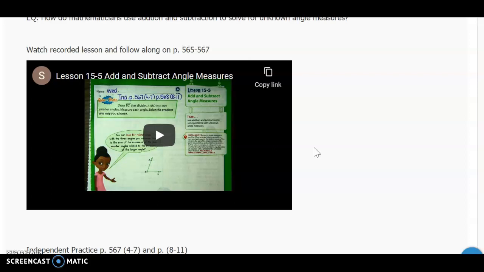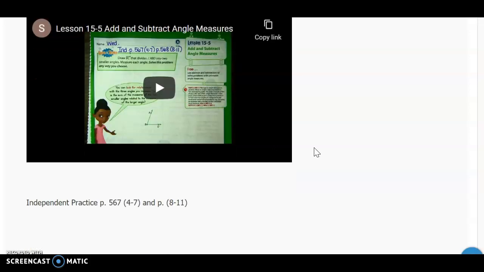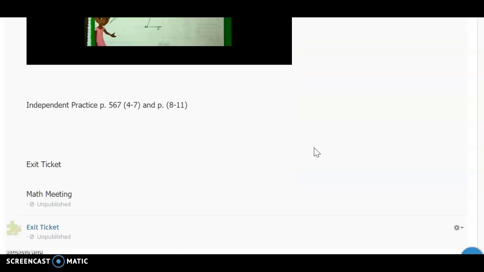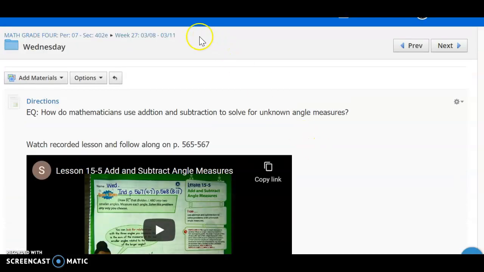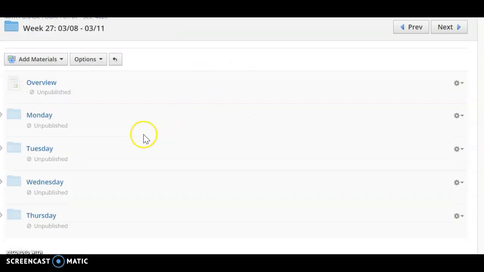We are going to look at a protractor and practice measuring angles on a protractor when we get back from spring break. You do have some independent practice and an exit ticket, and we will plan to meet at 2 o'clock to review those problems.